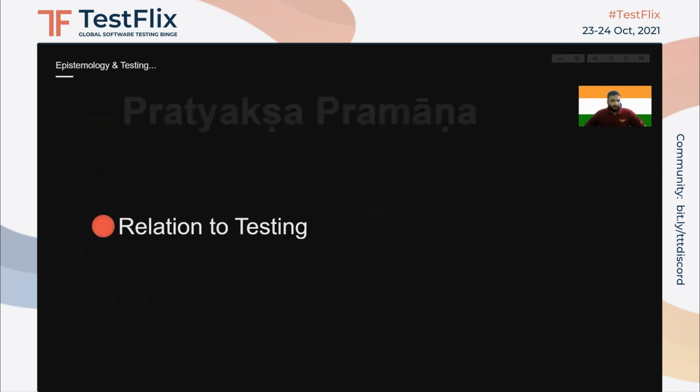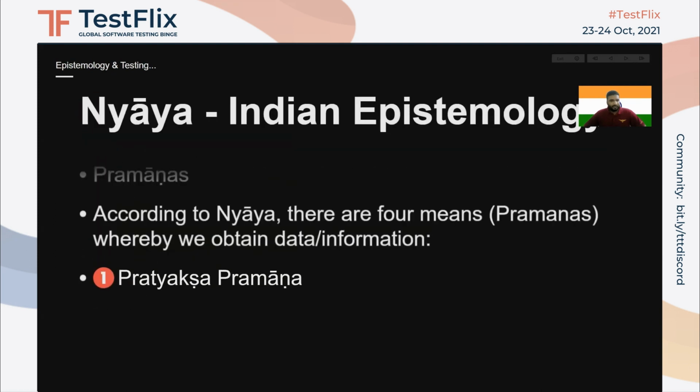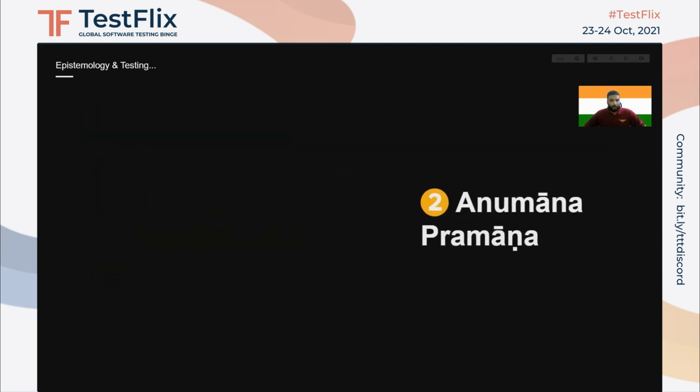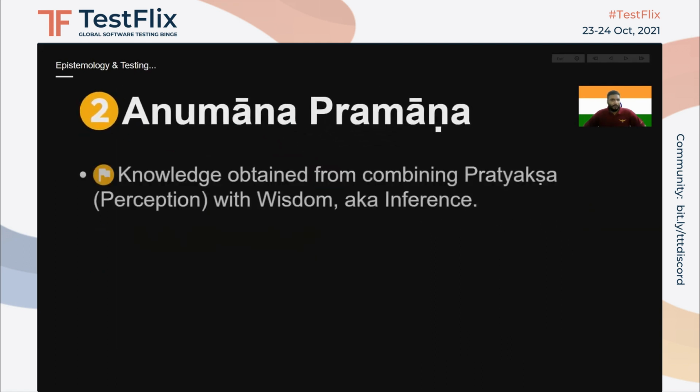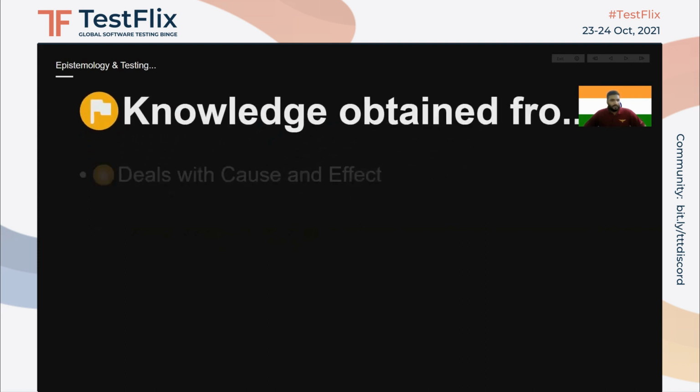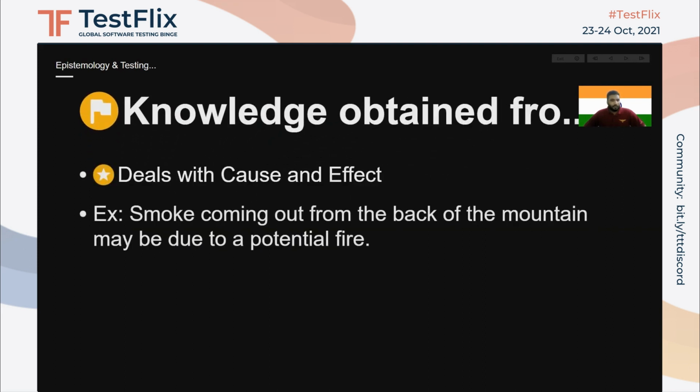Pratyaksh alone is not enough. There could be a lot of traps in the Pratyaksh. So let's talk about the second pramana, which is the Anuman Praman. Anuman Praman, or the inference, talks about knowledge obtained from combining the pratyaksh, which is the perception, with wisdom, and which makes it the inference. So it deals with cause and effect.